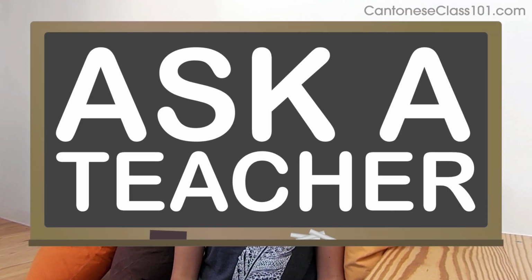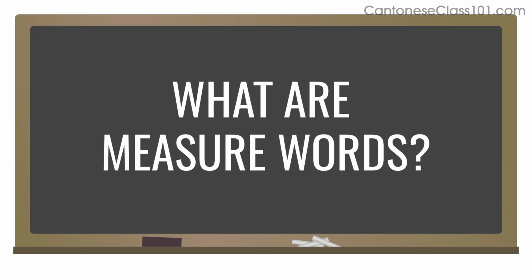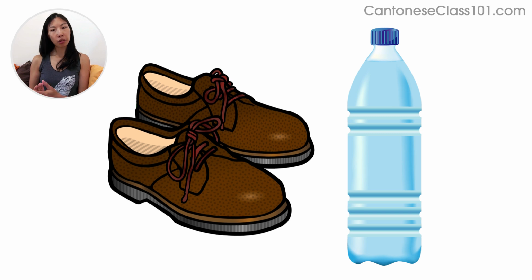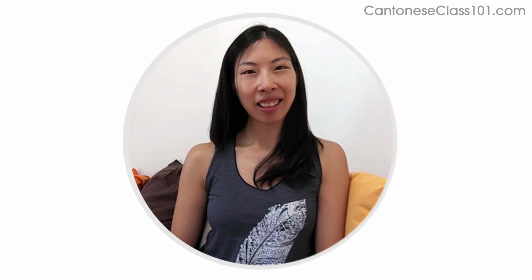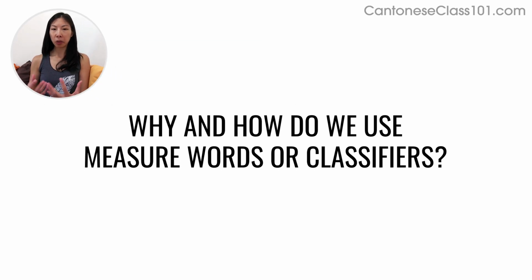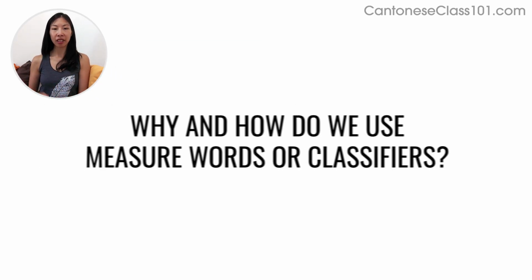Hi everybody, Olivia here. Welcome to Ask a Teacher, where I'll answer some of your most common Cantonese questions. The question for this lesson is, what are measure words? You use measure words in Cantonese to specify which types of objects you are talking about, just as English says, a pair of shoes or a bottle of water. Let's get into more details. Why and how do we use measure words or classifiers?